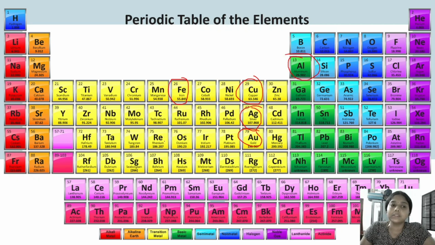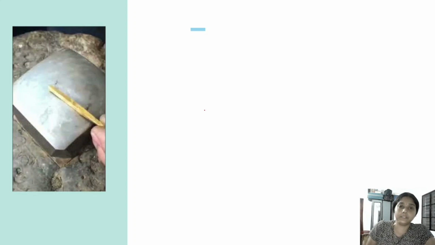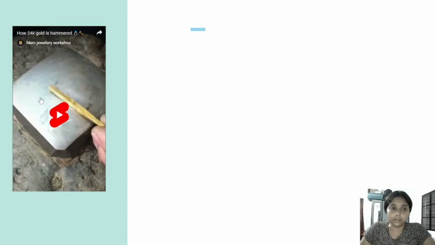So you have already seen that there are so many elements here. Are all these metals? Are all these having the same property? Have you thought of it? Let us see whether these elements show the same property or not. Why do these metals show these properties? At first, I will show you a video.